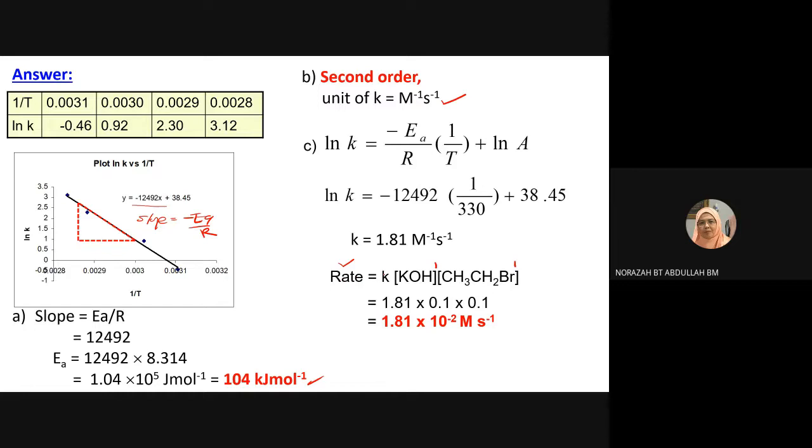Jadi oleh kerana order respect to each of reactant tu adalah 1 and 1, jadi kita tuliskan persamaan rate law. Rate equals to K kali dengan concentration KOH, concentration bromoethane, both kuasa 1. Kemudian masukkan nilai K dan juga nilai concentration for each of the reactant. So dapatlah nilai rate, initial rate ni.